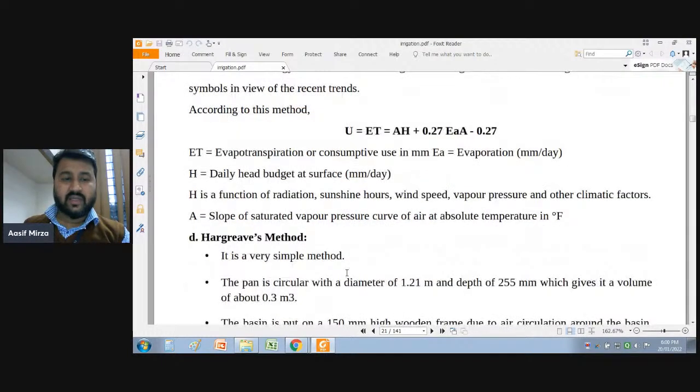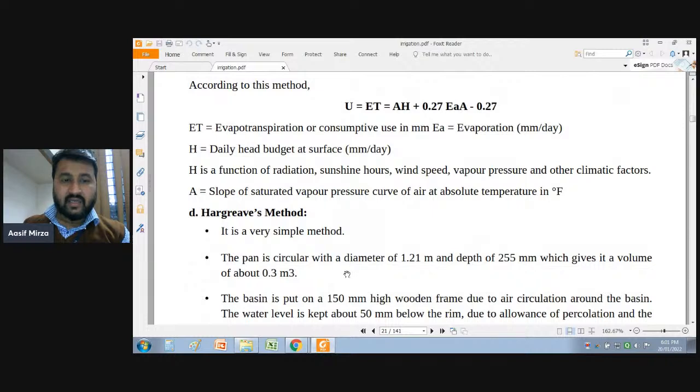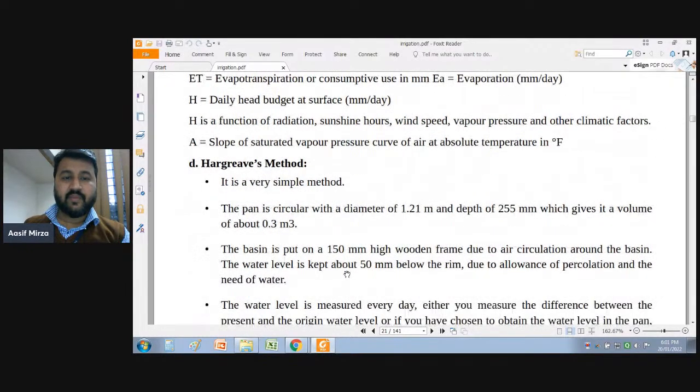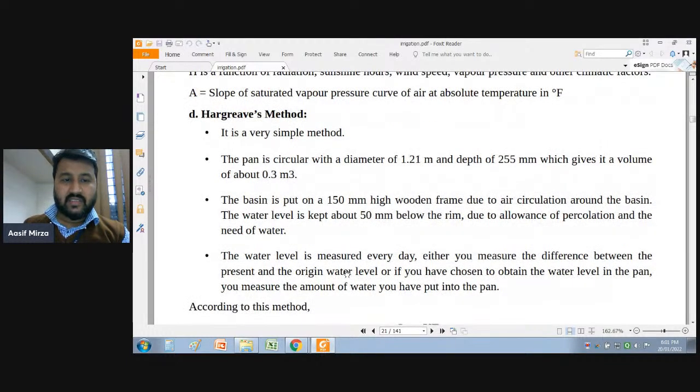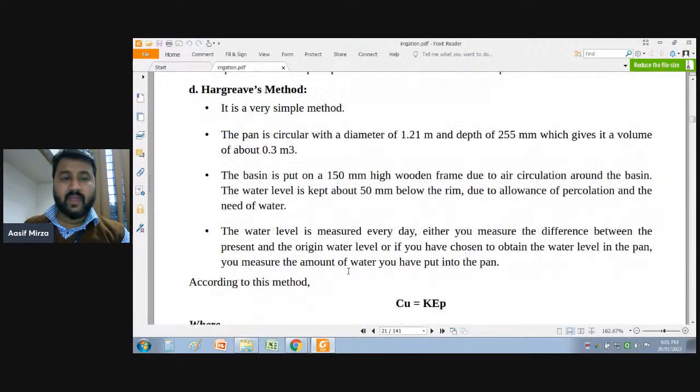Now the last method, that is the Hargreaves method. So it is a very simple method. The pan is circular with a diameter of 1.2 meters and depth of 255 mm, which gives it a volume of about 0.3 cubic meters. The basin is put on a 150 mm high wooden frame for air circulation around the basin. The water level is kept about 50 mm below the rim to allow for percolation and the need of water. Now, the water level is measured every day.